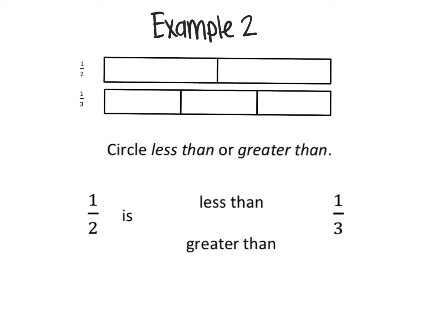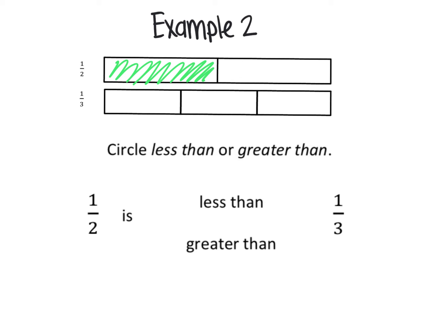For example 2, we are going to fill in these strip diagrams to make these fractions true, and then circle less than or greater than down here while comparing the fractions. These fractions are both unit fractions because they have 1 in the numerator. So for the top number, 1/2, we have 1 equal part, each sized 1/2 of the whole. Since we have 1 equal part, we can shade in one of the blocks.